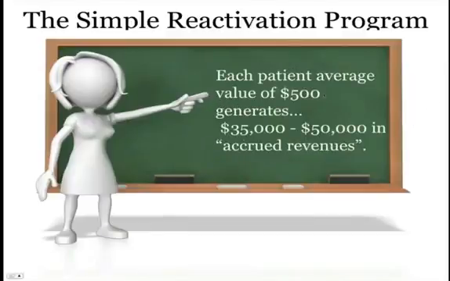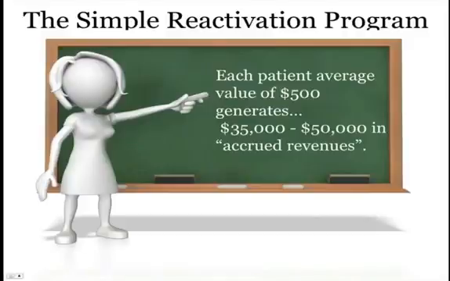If a patient value is $500, which is really not, it generates $35,000 in accrued revenues that year just by getting that number of people in. So imagine, my program is about $3,500 a year, and that patient's gone. The first year is $3,500. The following years are closer to $1,200.